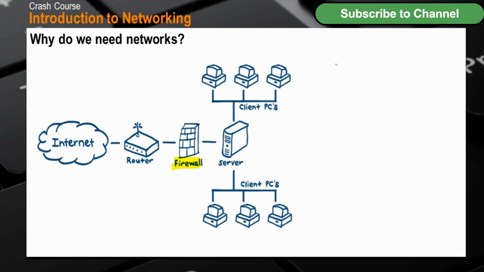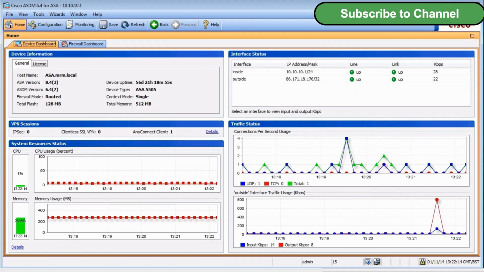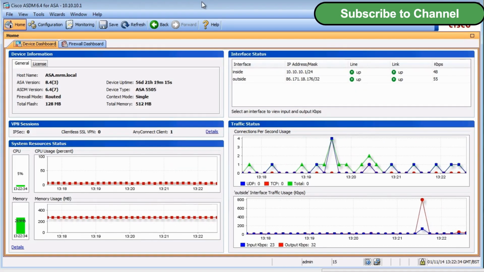For now, I just want to connect to that device, Cisco ASA 5505. It is again a small office, home office device. It means it's cheap, easy to manage, not powerful, and good enough if you have 25 users in your network. Let's check it out. Here we go, I am connected.